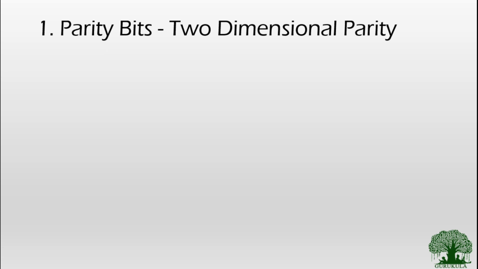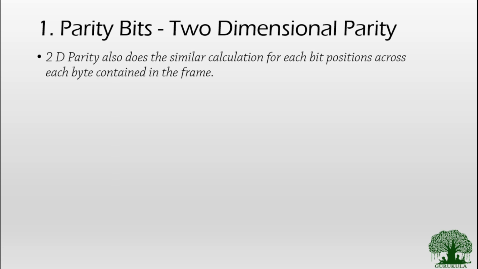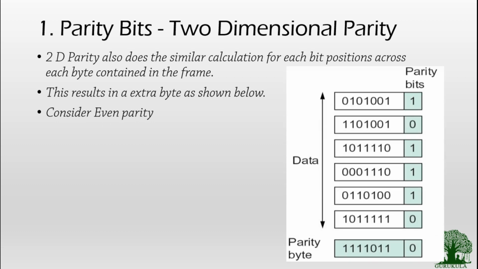Whereas in two-dimensional parity, the concept remains the same, but instead of adding a parity bit for only one particular block of data, we add parity bits in two dimensions. One is in the row. As you could see, whatever data I want to transmit, I arrange it in row and column fashion, and then for each and every row I add a parity bit.